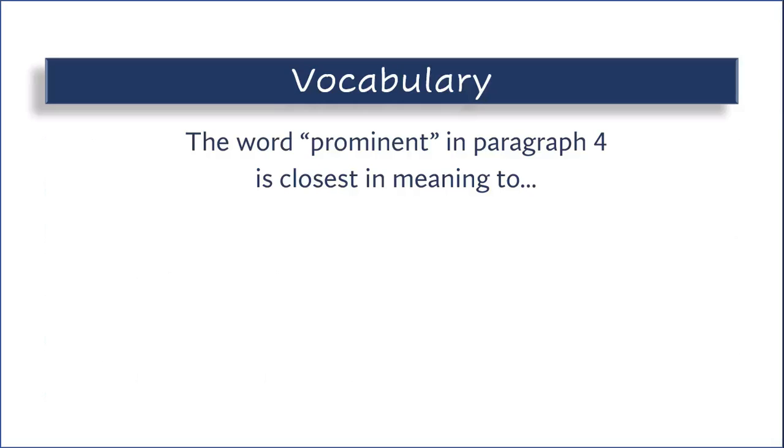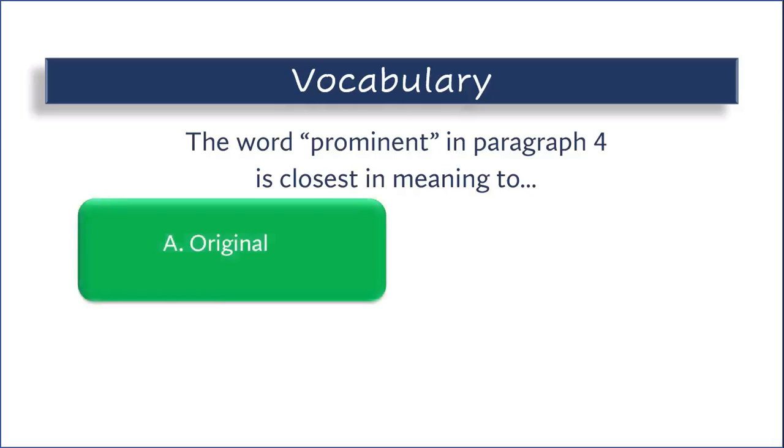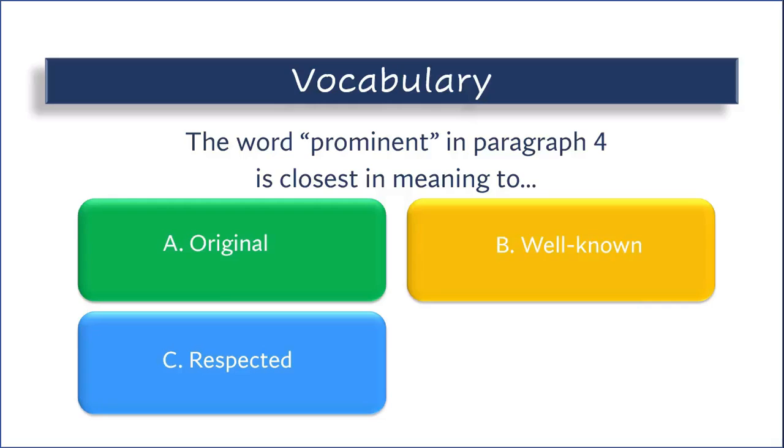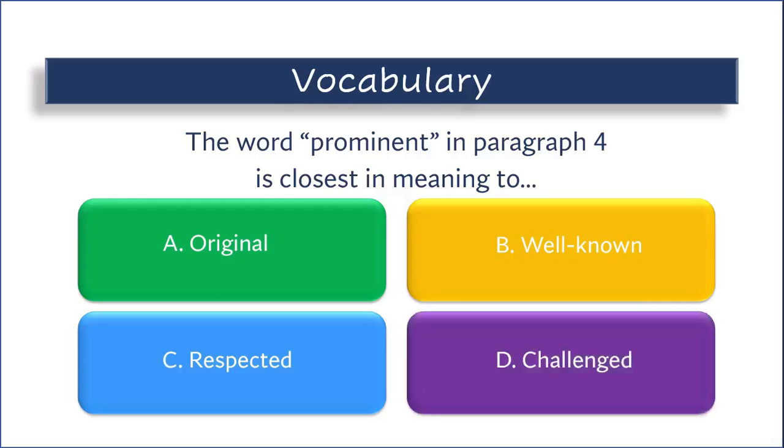The word prominent in paragraph 4 is closest in meaning to A. Original, B. Well-known, C. Respected, D. Challenged. A is incorrect because the sentence in which the word appears refers to more than one alternate view of intelligence, which means that Gardner's theory is not original.